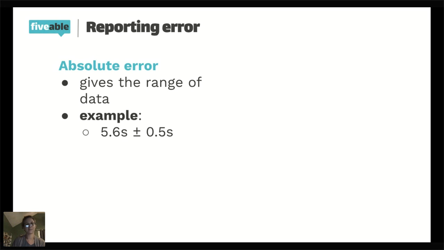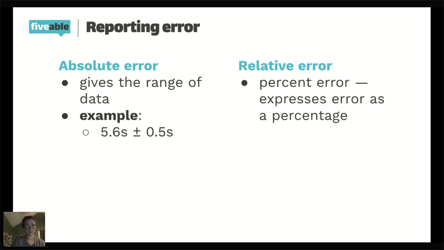Think of expressing error in terms of absolute error. More often, you will see relative error, where you're using the percentage. So there, for the same data, you would say 5.6 seconds plus or minus 8.9%. And these are actually expressing the exact same quantity. 0.5 seconds is 8.9% of 5.6. But this is probably how you'll see it expressed much more in a physics experiment, or really any science experiment. You'll see it as off by a percentage.